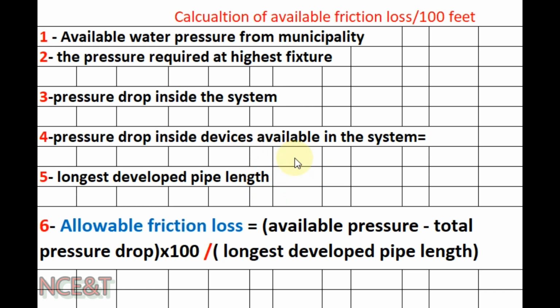Number 6. Finally, we need to calculate the allowable friction loss by this formula: available pressure minus total pressure drop, into 100, divided by longest developed pipe length. After calculation of allowable friction loss, we will design the total water supply system for the building, following the same steps as we already did in our previous video for high-rise building.